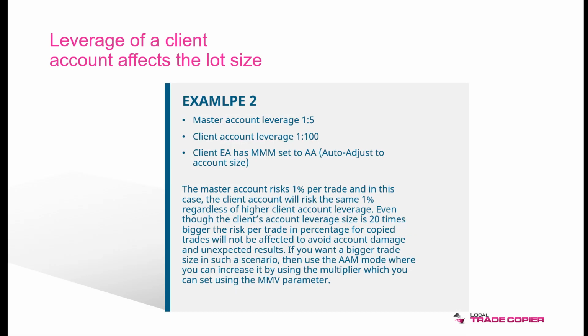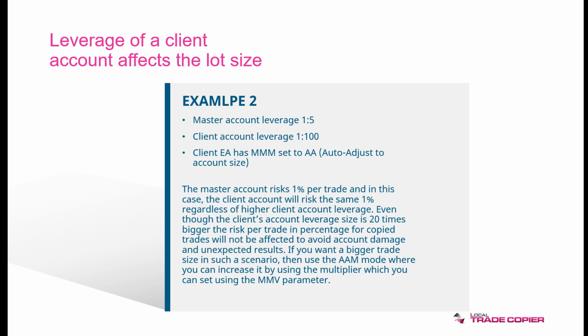So let's say master account leverage is 1 to 5 and the client account leverage is 1 to 100. In this case, the client EA has MMM set to AA and the master account risks 1% per trade. And in this case, the client will risk the same 1% regardless of a high client account leverage. It doesn't matter that the leverage is bigger.